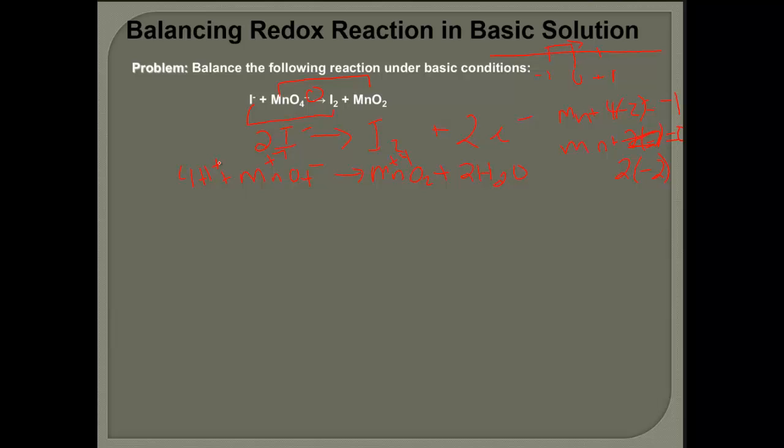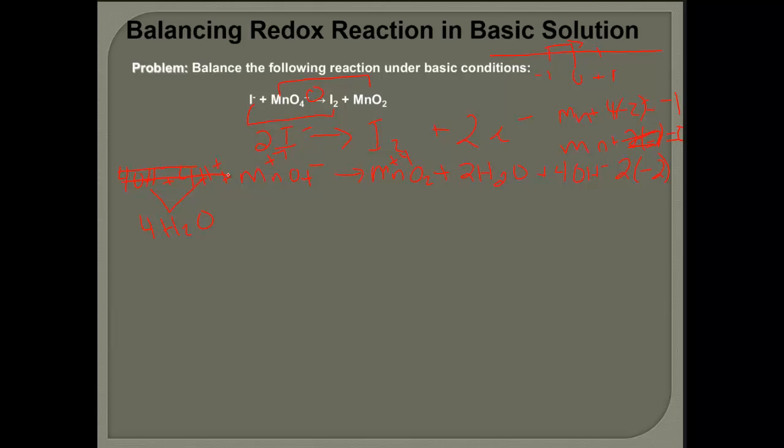I need to get rid of the H plus because that's if it was an acid solution. We're in a basic solution. So for every H plus, I need to add an OH minus. So that means I need 4 OH minus. But if I add it on the left, that means I also have to add it on the right. These come together to produce 4 waters.